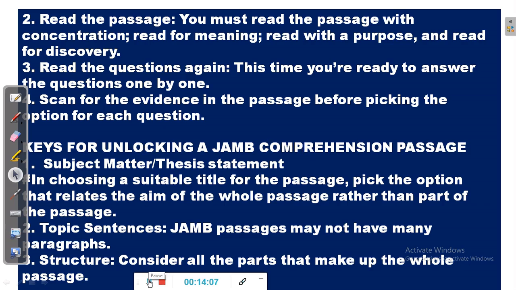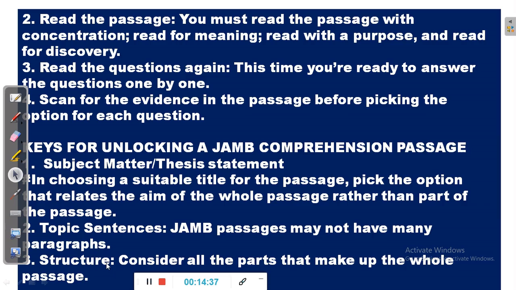Scanning technique is a method of reading that enables you to look for a specific piece of information. Just like when people go for a scan in the lab, they are looking for a specific piece of information, either in the body, or in the womb of a woman. All right? So that is step number 4.